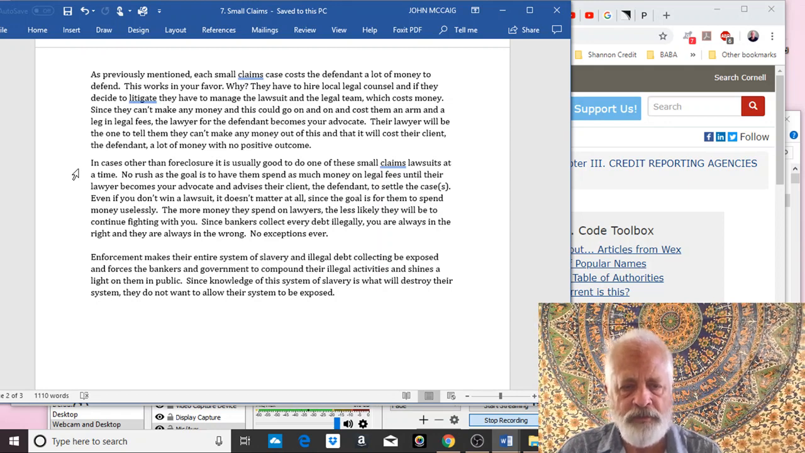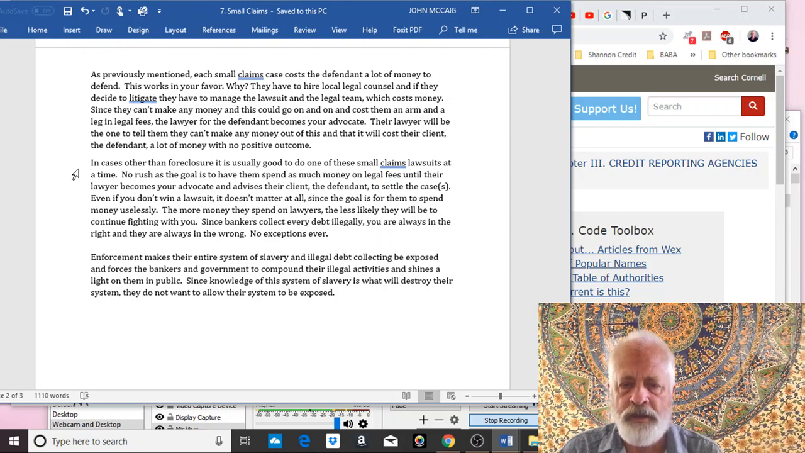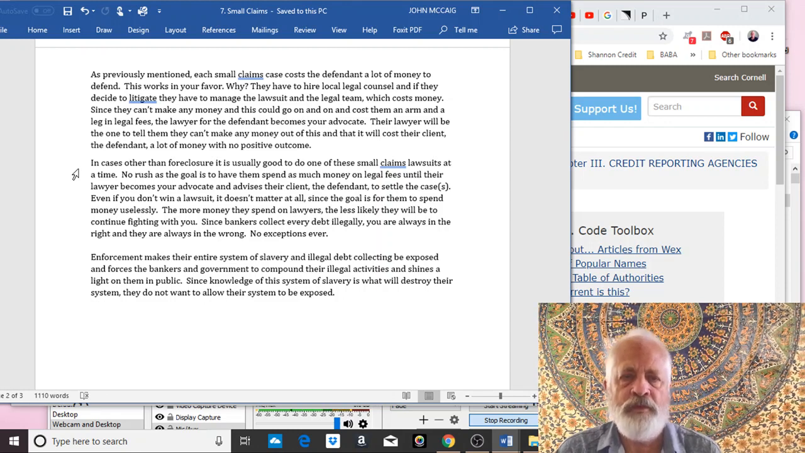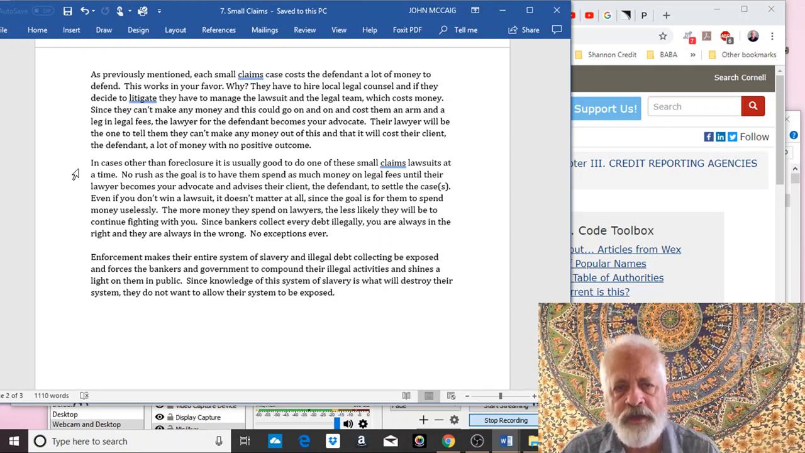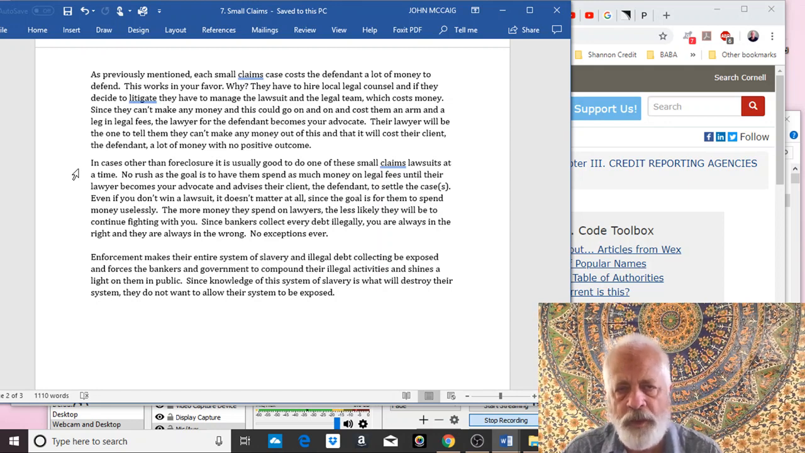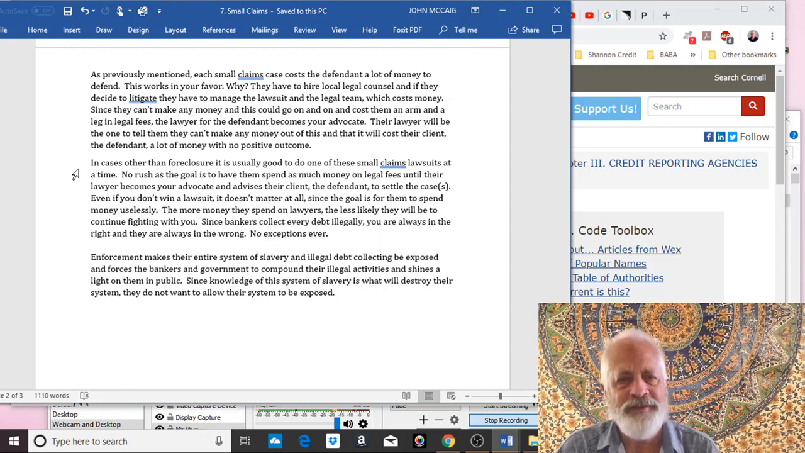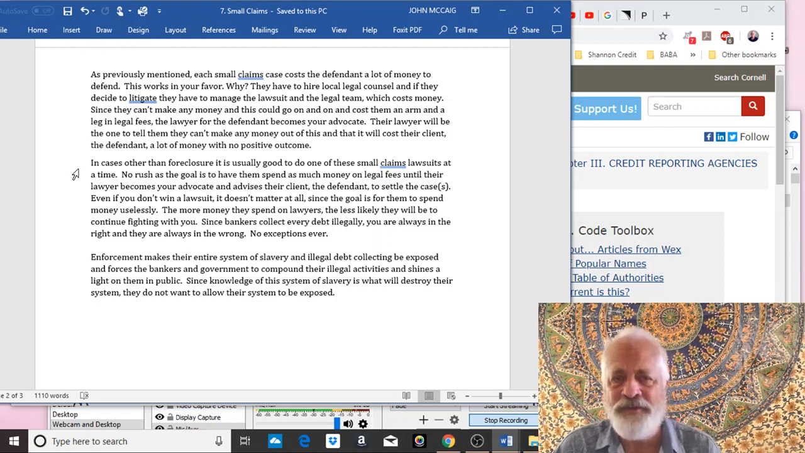Enforcement makes their entire system of slavery and illegal debt collecting be exposed and forces the bankers and government to compound their illegal activities and shines a light on them in public. Since the knowledge of the system of slavery is what will destroy their system, they do not want to allow their system to be exposed. Okay? So what we're doing is pushing these small claims cases out there, exposing everything they do in public, and costing them a ton of money and a ton of exposure, and they can't get a penny out of it. There's no upside to them.